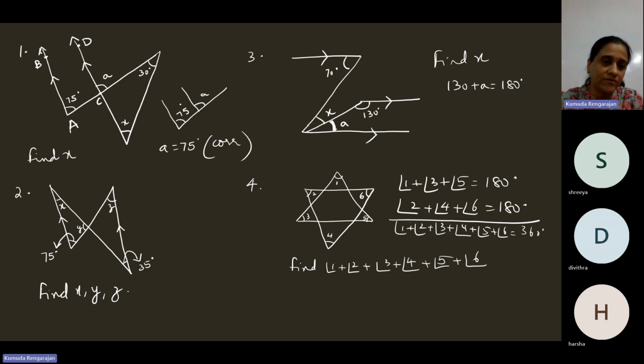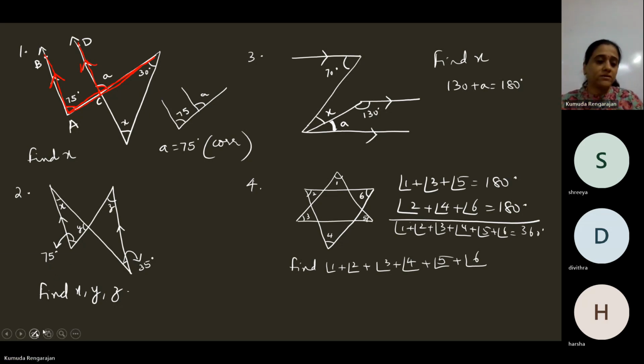Now, can we make out the F? See here, this is the F. And here 75 and A. Parallel lines, transversal. A is equal to 75. Corresponding angles are equal.